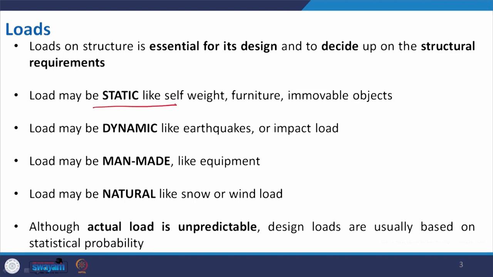The load may be static. Static means it will not change over time. The other one may be dynamic. Static load includes the self weight of the structure. Suppose a building is made with concrete, brick, steel. It will stand like this, so that is static. Then the furniture or something like that, which will not really change its load on the structure over time.